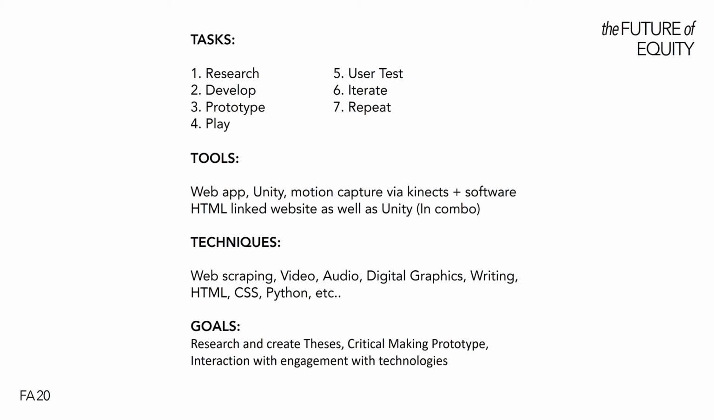So tasks for this project are really just basic design research tasks to start us off. We're researching, developing, prototyping, playing, user testing, perhaps iterating and repeating. It's possible we might only get through 1, 2, and 3, or we could go all the way to 7. It really depends. It could take 3 years to get to step 7. It could take 3 months to get to step 7 once, and maybe 2 years to get to step 7 again. That's sort of up in the air.